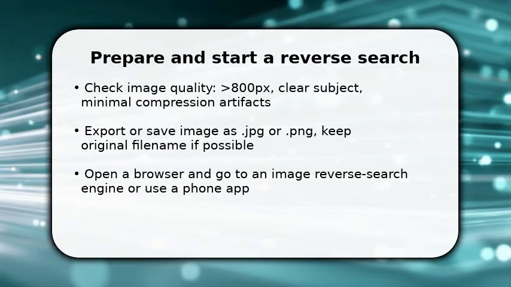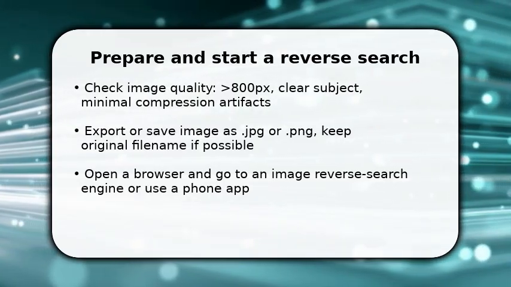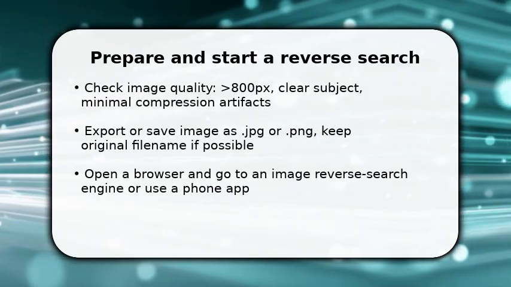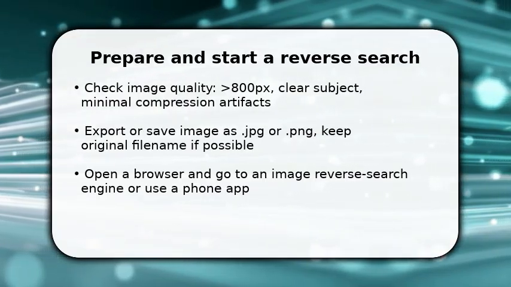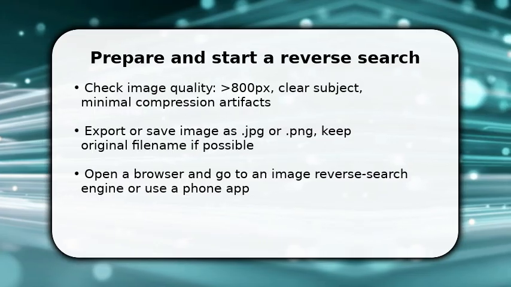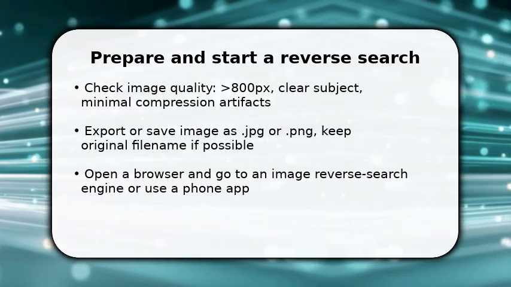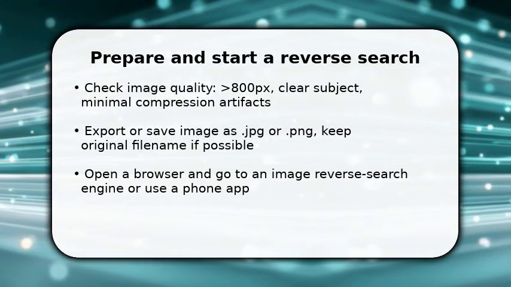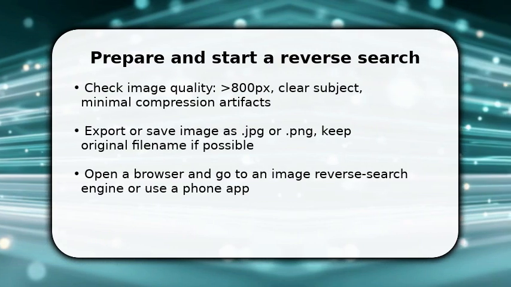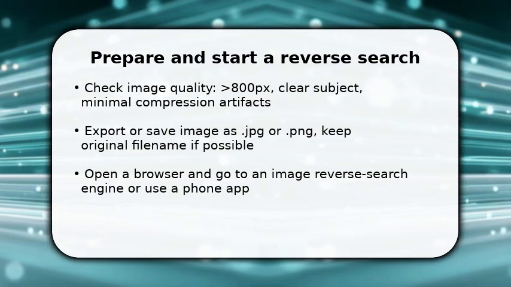Now open a reverse image tool or app: Google Images, TinEye, or a phone-integrated search, and upload the file or paste the image URL. Make sure to choose the upload option rather than visual browsing. That gives the engine raw pixels to analyze. This first step primes the search for reliable results.